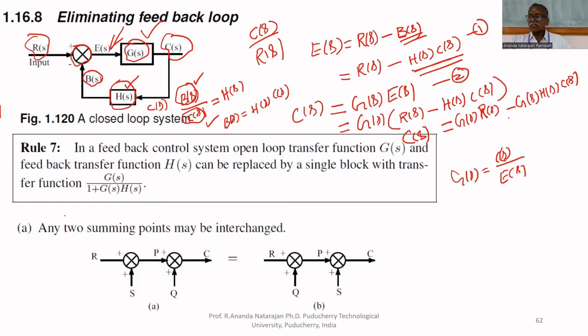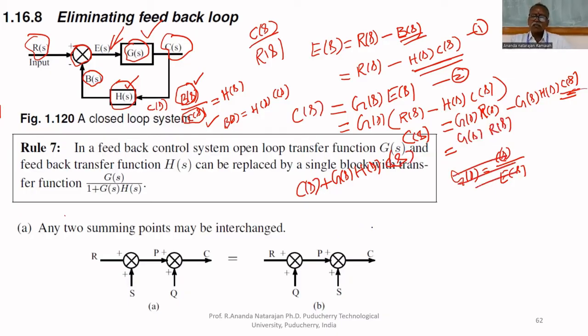You can bring C of S to the left hand side. Why is C of S coming on the right hand side? Because some feedback is there. The output is fed back as input to the system. If the output is coming on the right hand side, it means some feedback is there. So if you bring all C of S to the left hand side, what you will get? C of S plus G of S, H of S, C of S equals G of S, R of S.